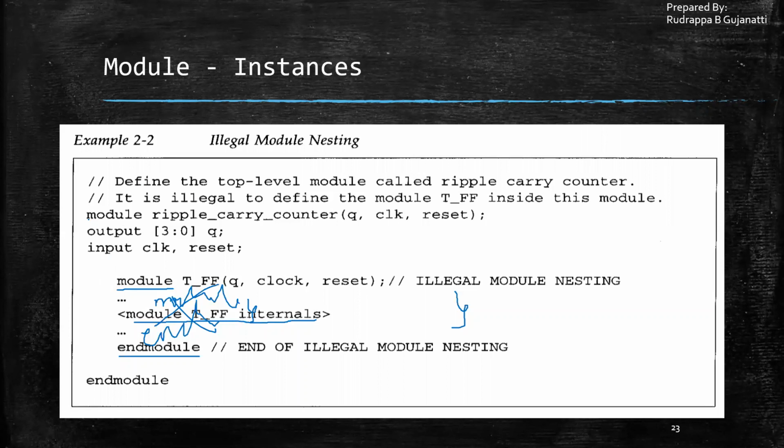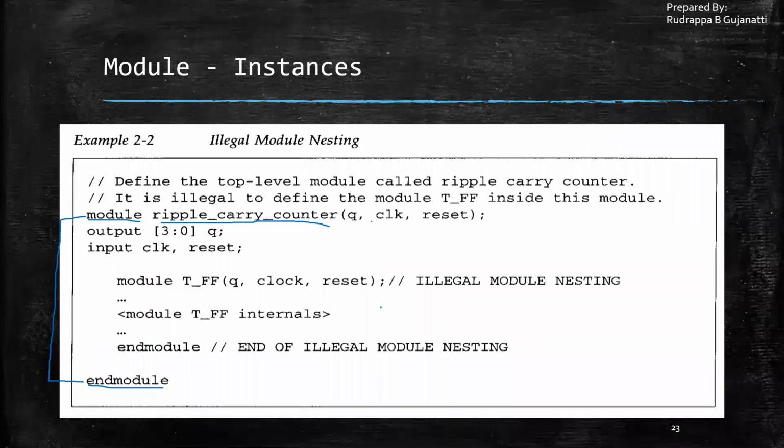So here if you just see module, ripple carry counter, and this is end module. So this is the entire thing for the ripple carry counter. Within this, what we are doing, we are defining it as module and end module. This kind of template declaration or definition of the module is not permitted. So I cannot do this.